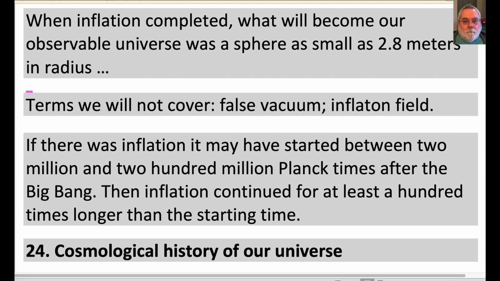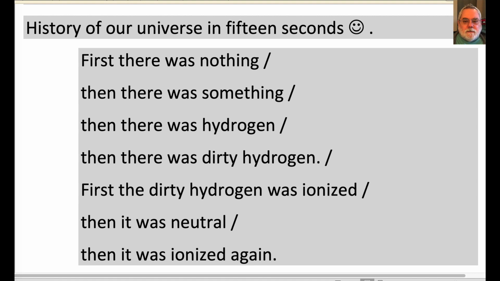Section 24. Cosmological History of Our Universe. Cosmologists have this history of our universe in 15 seconds. First there was nothing. Then there was something. Then there was hydrogen. Then there was dirty hydrogen. First the dirty hydrogen was ionized. Then it was neutral. Then it was ionized again.